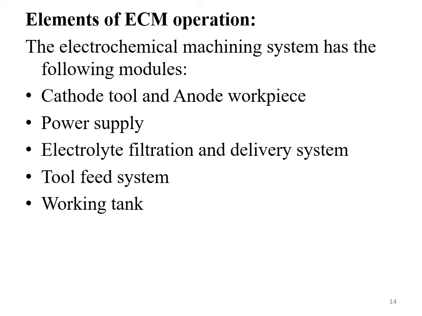Further, about the elements of ECM operation, there are five important elements of this electrochemical machining operation. One is the cathode tool, and the second is the anode workpiece. Third is the power supply. Fourth is the electrolyte filtration and delivery system. Fifth is the tool feed system, and sixth is the working tank. These are the basic elements of electrochemical machining.